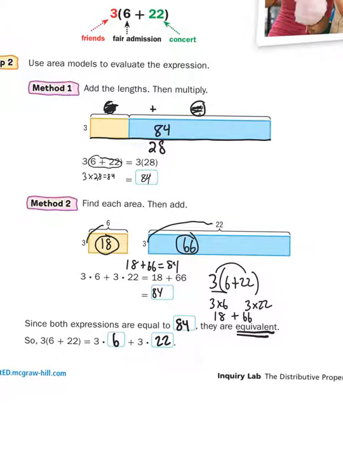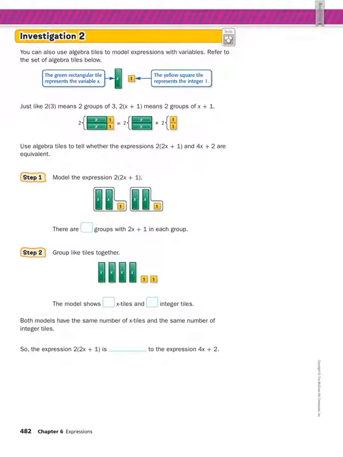All right, now we're going to go to the next page. And let's go on to investigation 2. Now, this is something totally different. This is a different type of model, not area models, that we use when we have a variable involved. Okay. So watch this.